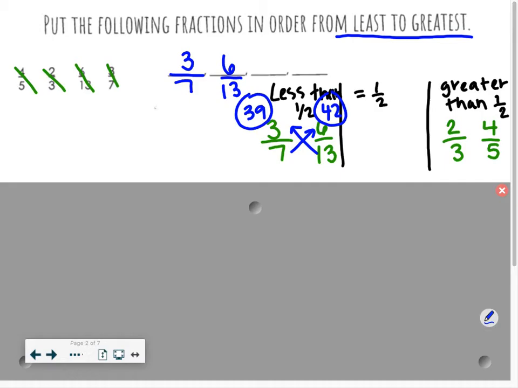Okay, now we got to take a look at these two. We know those two are going to be towards the end. No, because I want you to do it just like this. Okay, if we need to compare just these two fractions to see which is going to come first or last, we cross multiply. So we reach for this guy and cross.